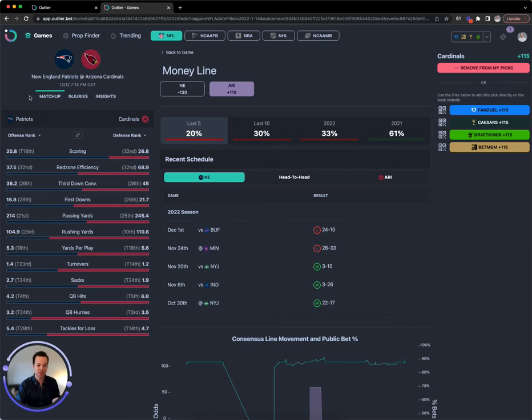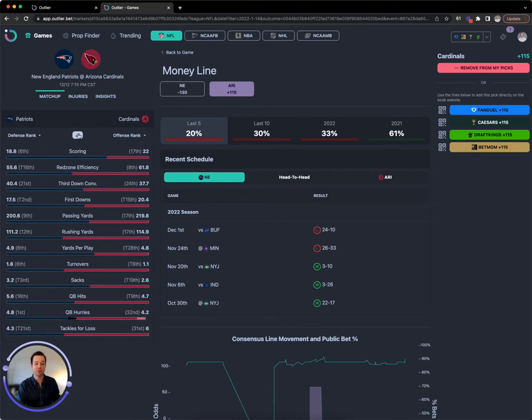Let's start with matchups. Matchups are really just a power-ranked offense and defense. So we're looking at the Patriots offense versus the Cardinals defense, and we can see their relative, or comparative, I should say, ranks for scoring, red zone efficiency, third down conversion, first downs, passing yards, et cetera, et cetera.